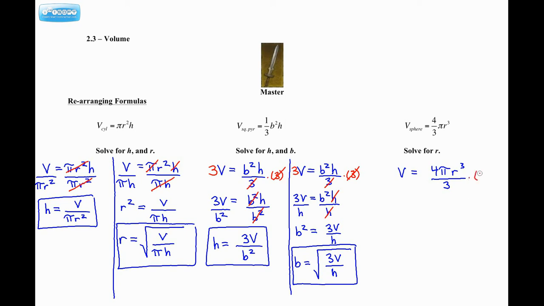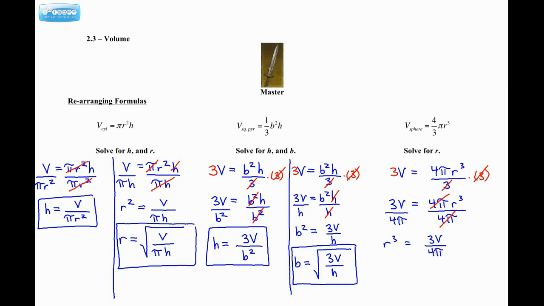So I need to get rid of this 3. So I'm going to multiply both sides. Now that cancels. So this is 3 times the volume is 4 pi r cubed. So I need to work to isolate r. That's easily done by dividing both sides by 4 pi. So that just disappears and becomes 1. So the radius cubed is 3 times v divided by 4 times pi.